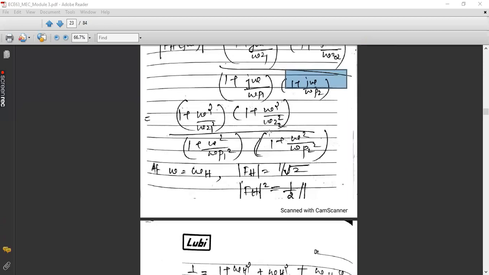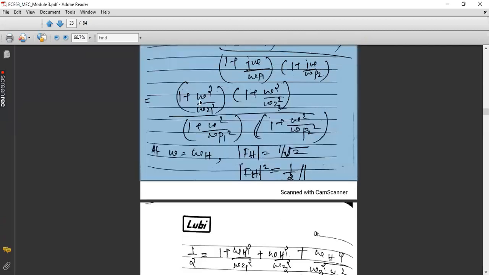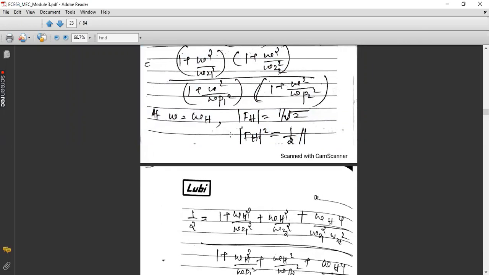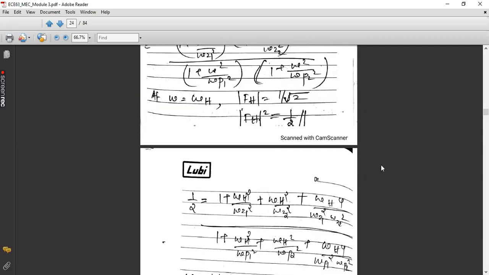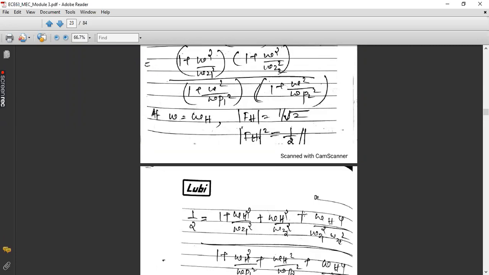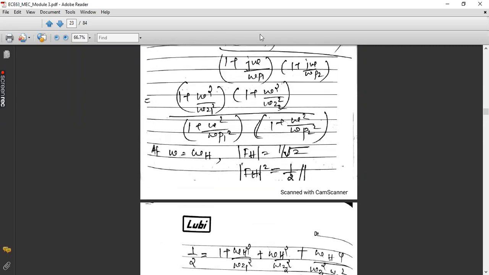So how will you proceed with that? 1 by 2 is equal to, and in the right hand side, you have to open the two brackets, simplify the numerator and denominator, and check whether you are getting this particular equation. Term wise, you have to open the bracket. So 1 into 1 plus 1 into, see, for each omega you are putting omega h. Remember, for each omega you will be putting omega h.